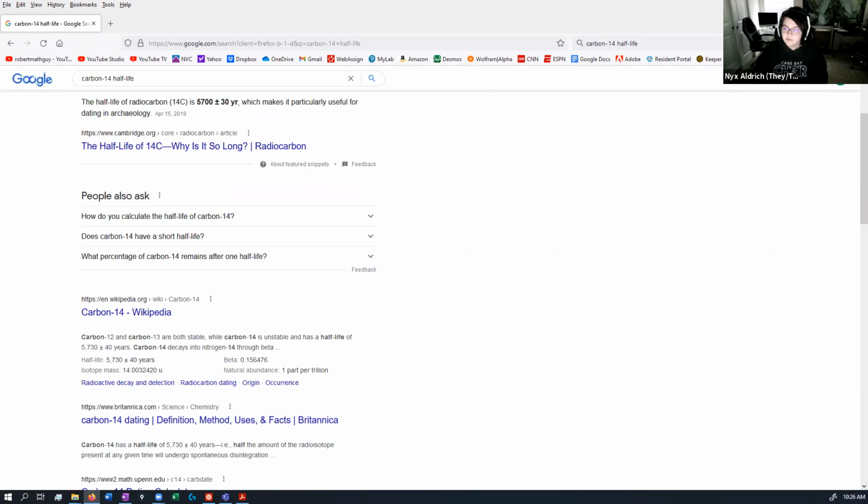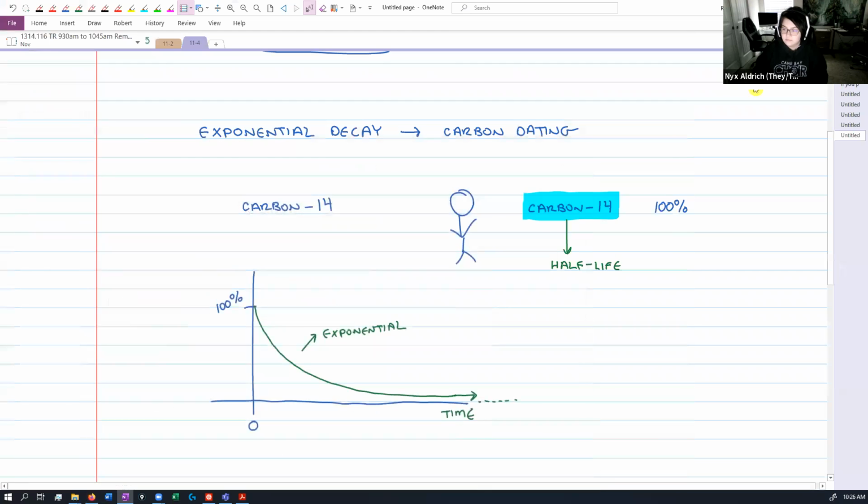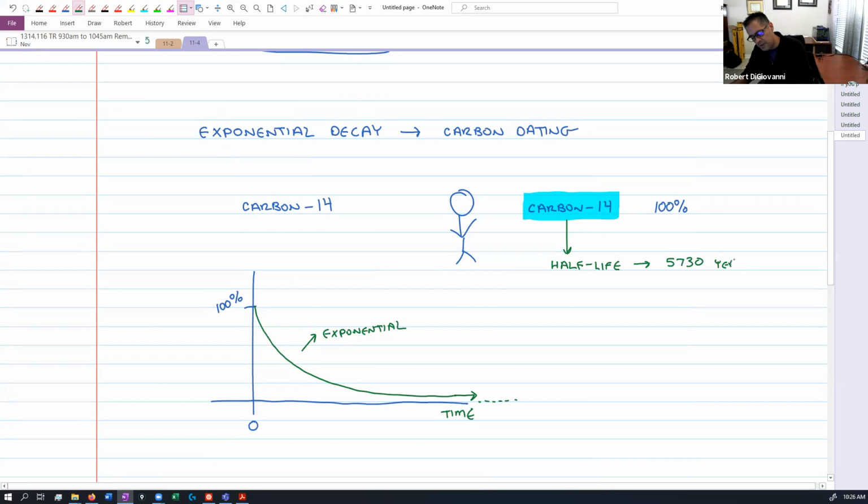Some people say 5730. Let's go with 5730. The half-life of carbon-14 is 5730 years. Okay, so wrap your heads around this. All right, this is pretty crazy.